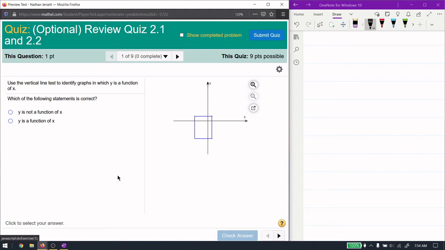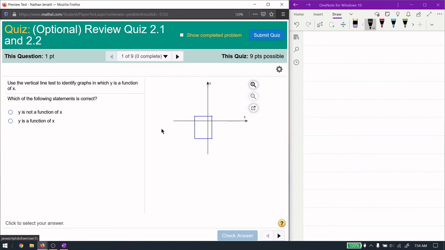This video is for review quiz 2.1 and 2.2, and this is really all about functions and understanding how to look at functions on a graph, what is a function on a graph, that kind of thing. So for this first question, it says, is this blue outlined rectangle here a function or not? And you can always test if a graph is a function or not by using the vertical line test.